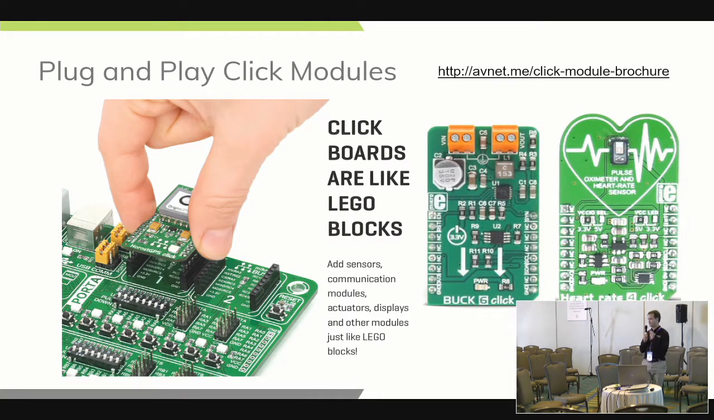So if you don't have a sensor or some other hardware component on your board, you can go on their website. Most of the Click modules that they offer are anywhere from $10 to $20, depending on what you're looking at. And you don't have to worry about PCB soldering or anything along those lines. It's just literally plug and play.